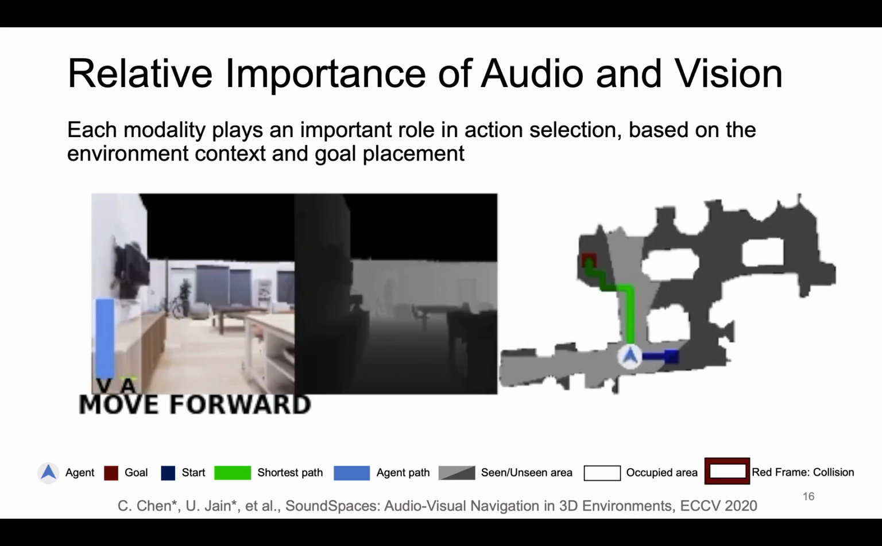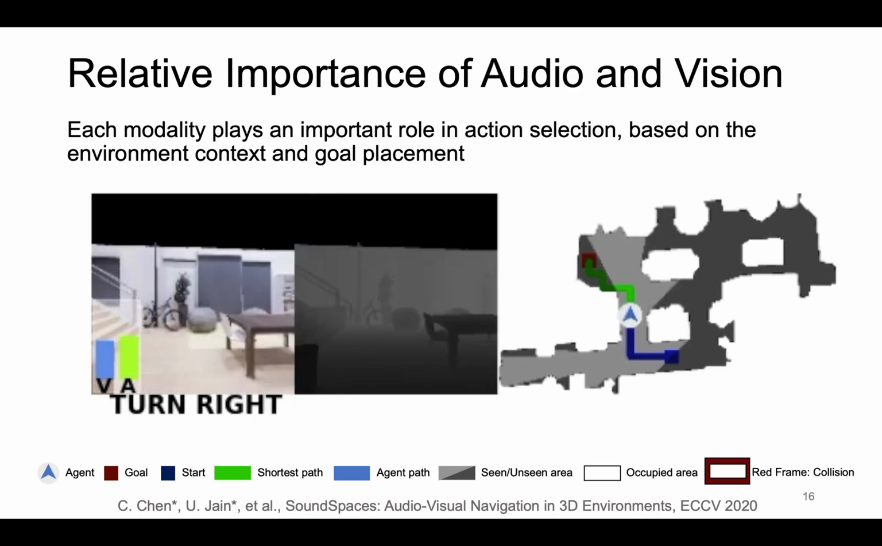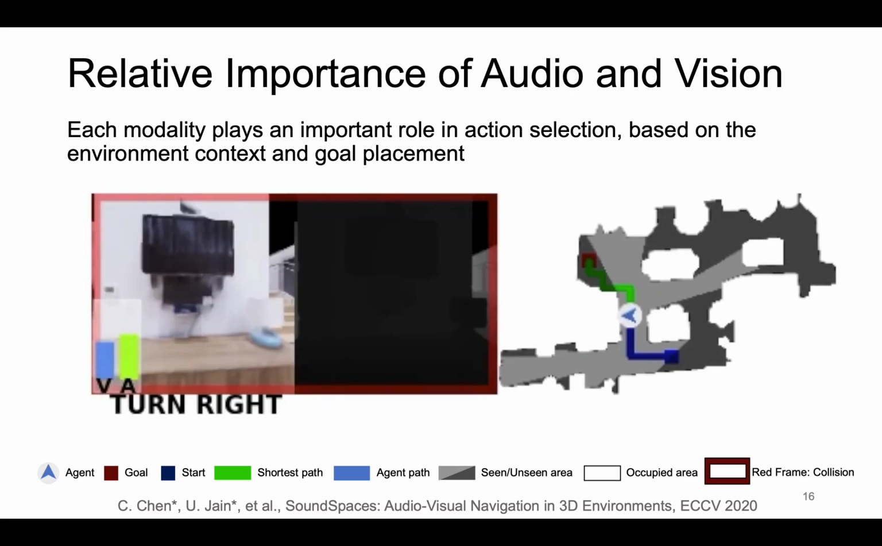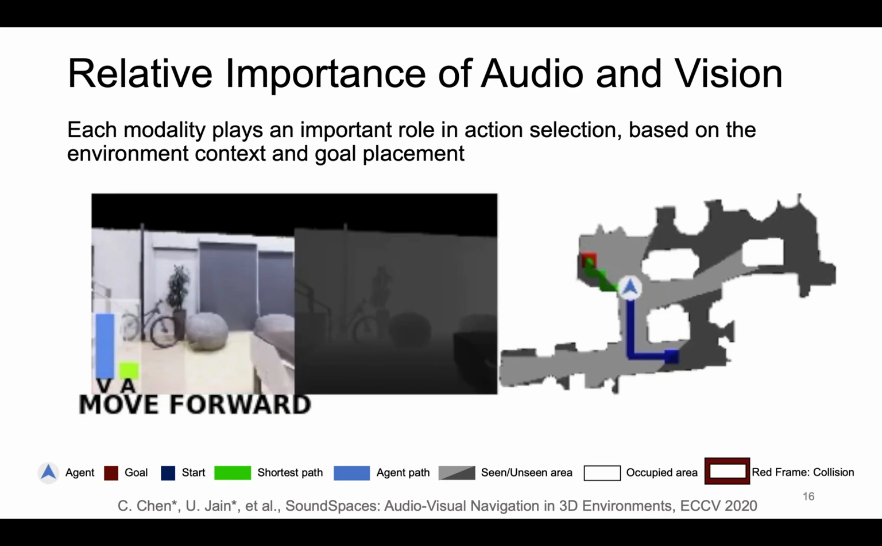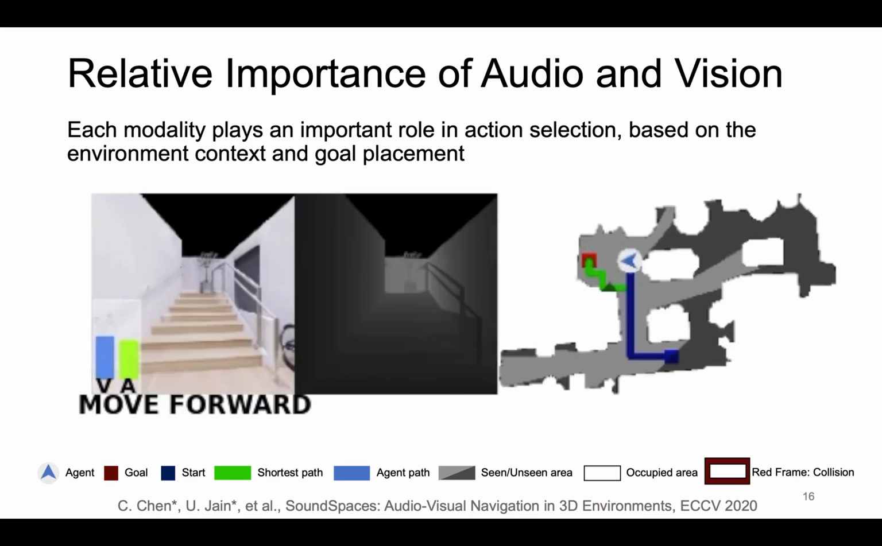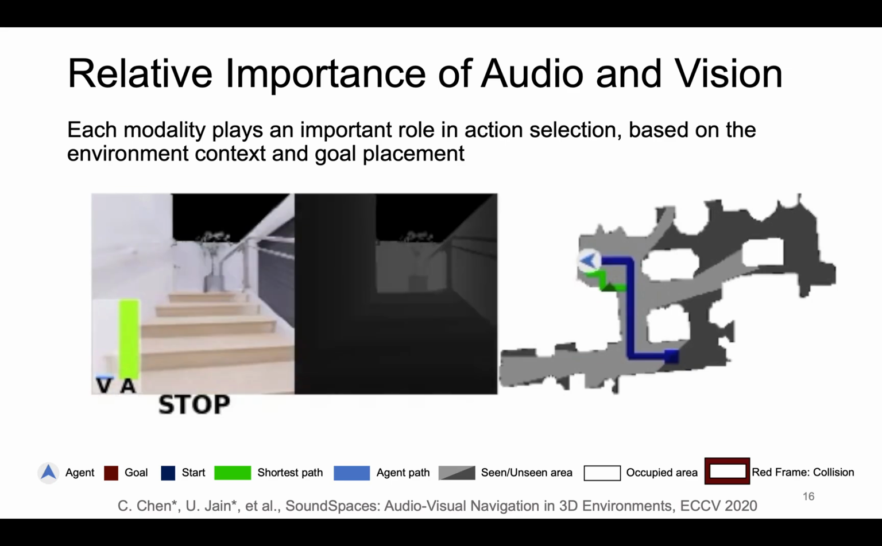Initially, the agent uses vision to recognize free spaces in front of it and moves forward. At this moment, it relies on audio to tell the goal is on its left and decides to turn left. Finally, the agent decides to stop because the sound intensity has peaked, and here audio plays the most important role.